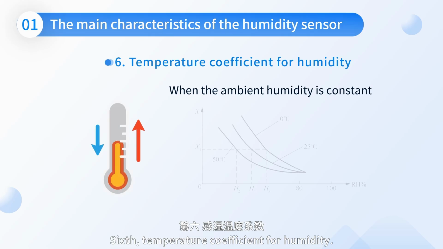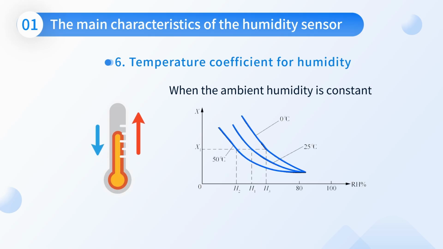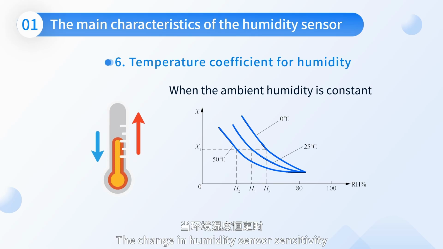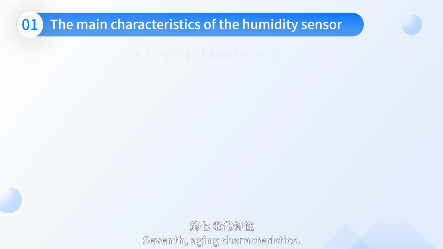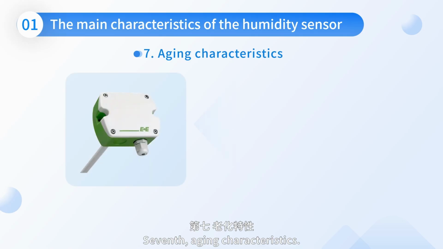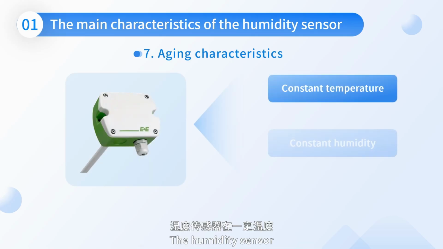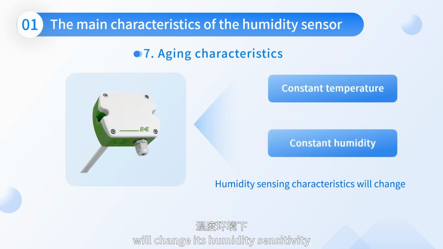Sixth, temperature coefficient for humidity. The change in humidity sensor sensitivity per 1 degree Celsius temperature variation when the environmental humidity remains constant. Seventh, aging characteristics. The humidity sensor will change its humidity sensitivity after being stored in a certain temperature and humidity environment for a certain period of time.